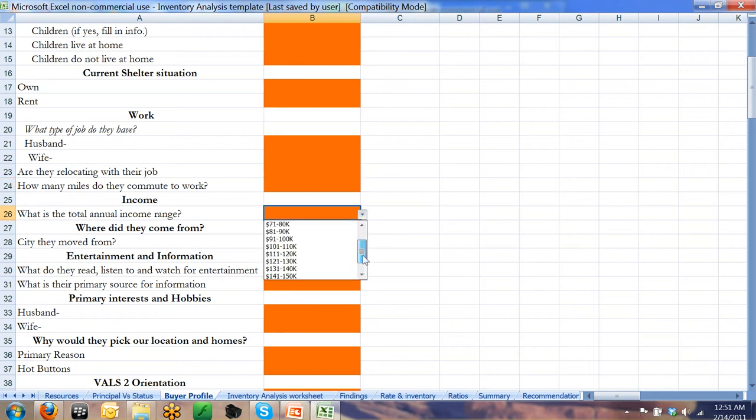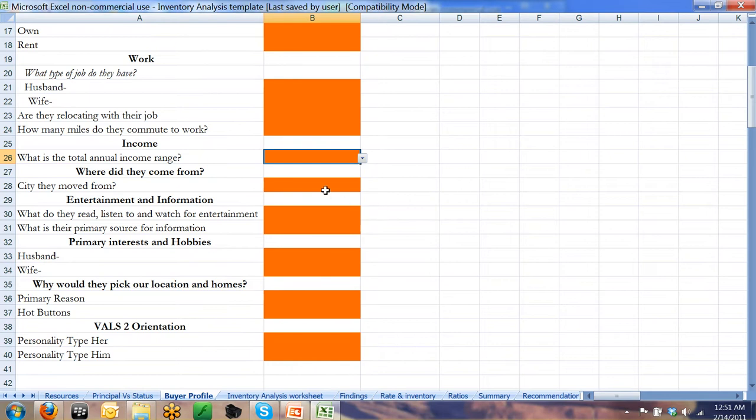Drop down menu here. Again, how much do they need to make in order to afford your most expensive offering? What city did they move from? What are they looking at for entertainment and information? Pick one from the drop down menu. Well, how about primary interests and hobbies? Why would they pick your location and homes? What are their hot buttons? And then finally, what are their personality types, both for him and for her?